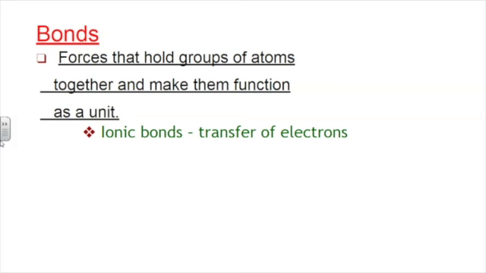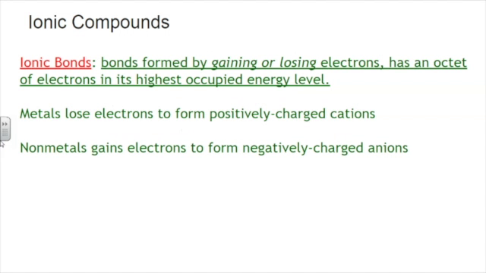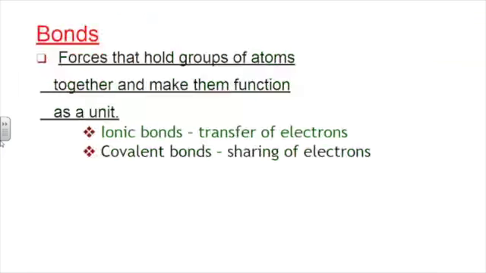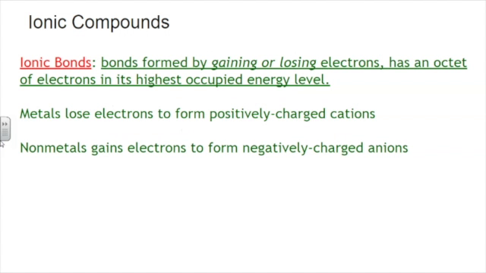All right, so the different types of bonds we're going to talk about are ionic bonds, covalent bonds, and then we also talk about metallic bonds. But first, we're going to focus on ionic bonds. Ionic bonds are bonds formed by gaining or losing electrons. It has an octet of electrons, or 8 electrons, in its highest occupied energy level, which we covered a lot last unit with electron configuration and Lewis structures. So basically, metals lose electrons to form positively charged cations, and nonmetals gain electrons to form negatively charged anions.